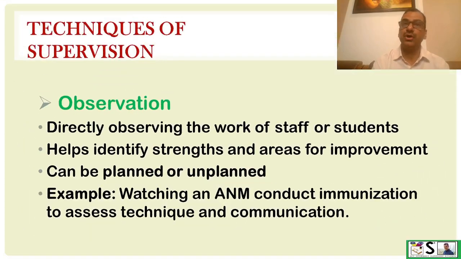First one is observation. In this technique, we just observe the supervisee while he is in action, means he or she is doing her or his work. We just observe, directly observing the work of staff or students. This will help to identify the strength areas and the areas which need improvement. It can be planned or unplanned. We can just observe with planning or without planning. So both ways we can do our observations.